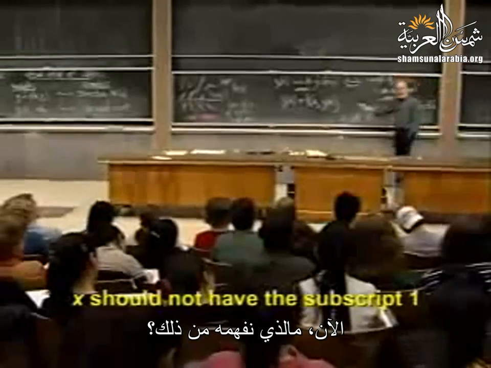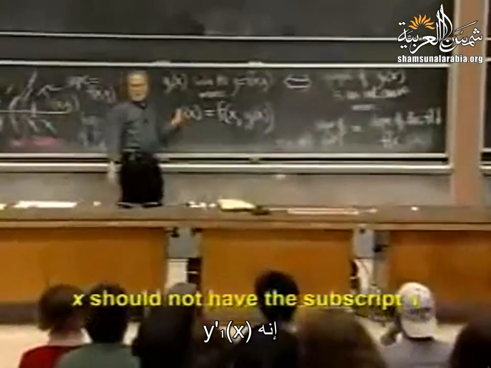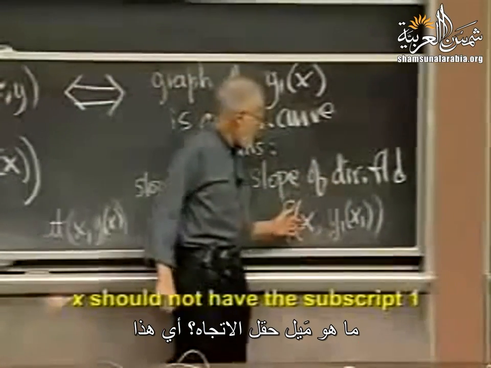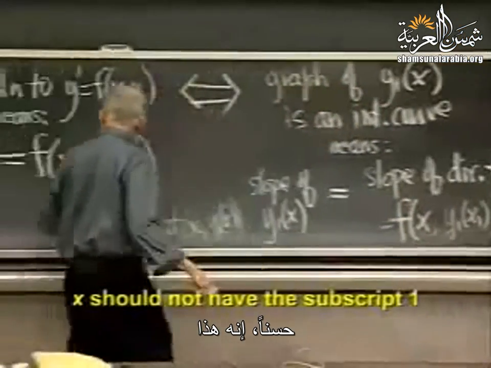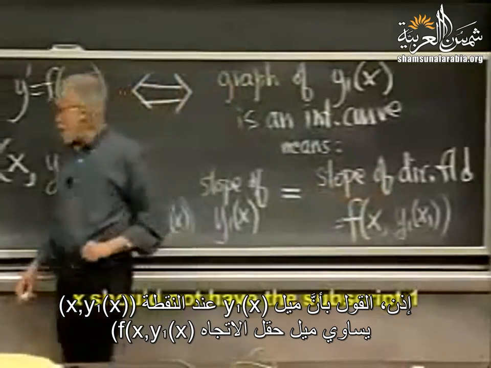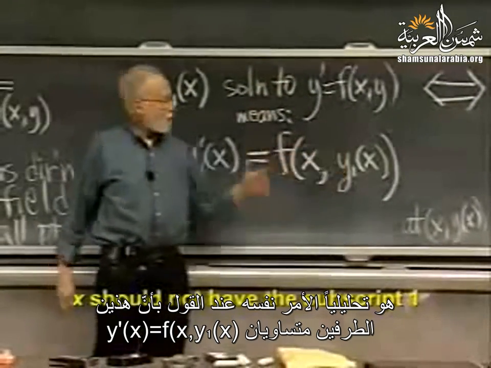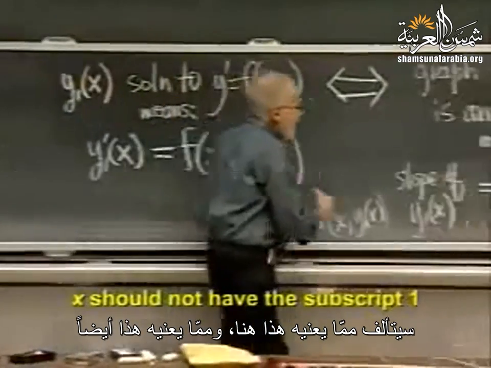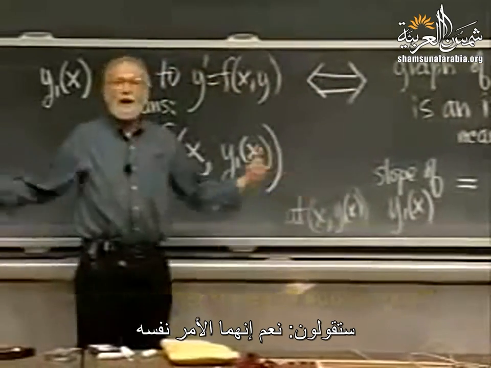Now, what does this say? Well, what's the slope of y1 of x? That's y1 prime of x. That's from the first day of 1801, calculus. What's the slope of the direction field? Well, it's this. And that's the right-hand side. So saying these two are equal is exactly, analytically, the same as saying these two are equal. So in other words, the proof consists of what does this really mean? What does this really mean? And after you see what both really mean, you say, yeah, they're the same.